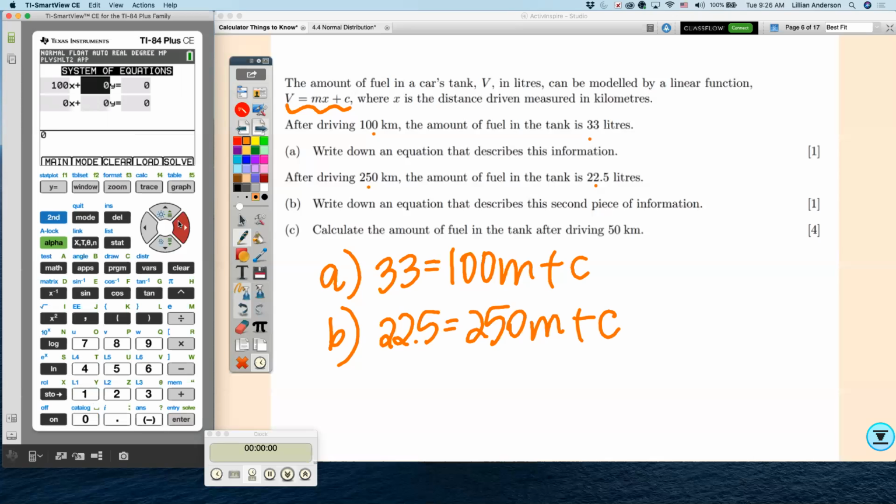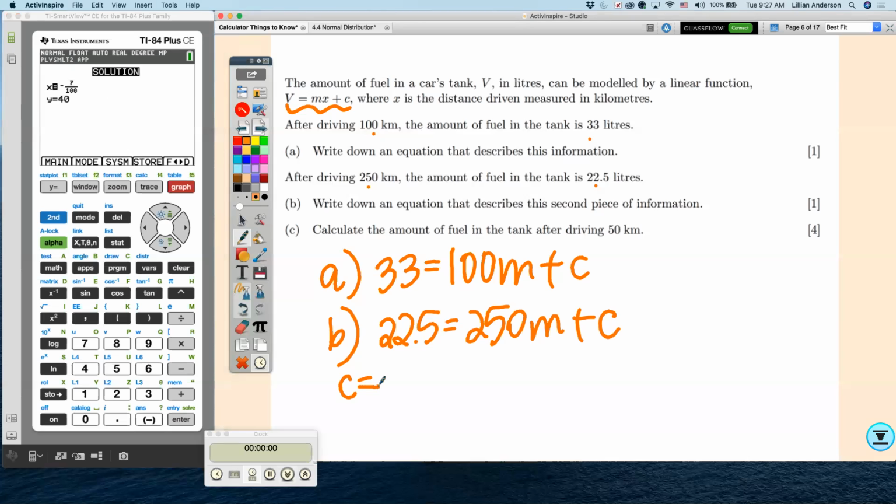Hit graph, that's how you get to the next feature, and you literally type in your equations: 100 for X, 1 for Y, which essentially represents C, 33, 250, 1, 22.5. Then when you go to solve, it gives you exactly what you want. I am going to need to convert that into a decimal. Then -7 over 100. Okay, so then that means that C is going to equal 40.